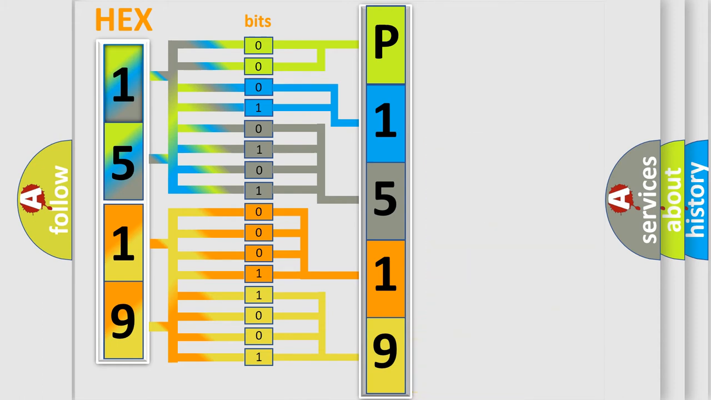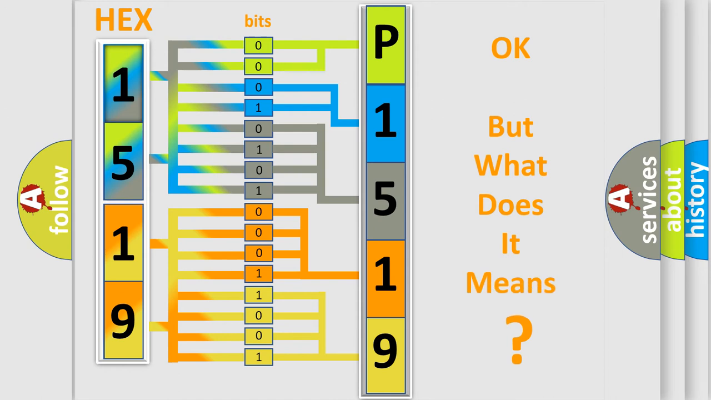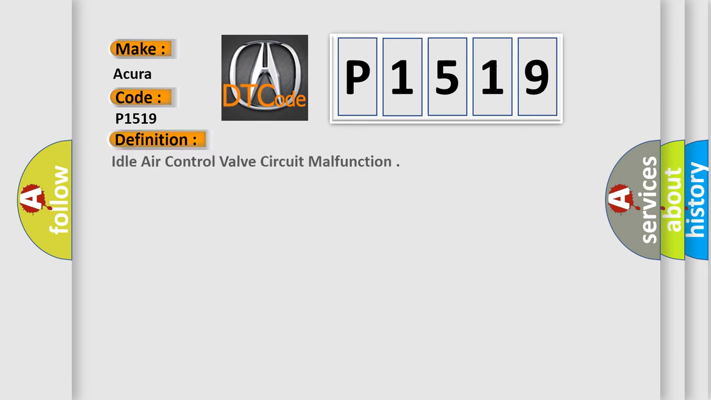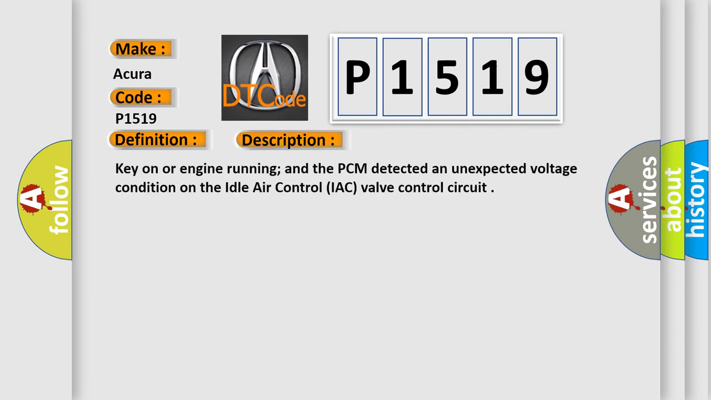We now know in what way the diagnostic tool translates the received information into a more comprehensible format. The number itself does not make sense to us if we cannot assign information to what it actually expresses. So, what does the diagnostic trouble code P1519 specifically mean for Acura? The basic definition is idle air control valve circuit malfunction. And now a short description of this DTC code.